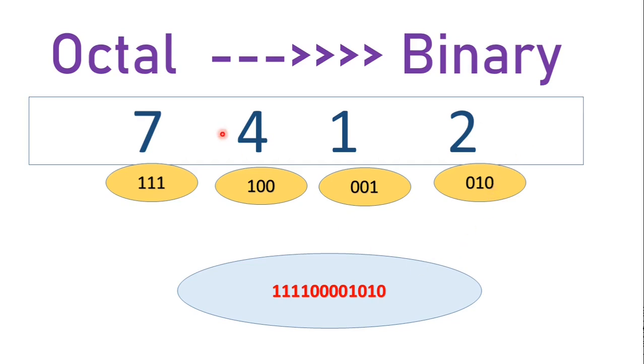So if you are given a question where you have to convert an octal into a decimal number, you can convert the octal into binary and then the binary into decimal. The same has been explained in the first video. You can check that. The link is also given on the screen.